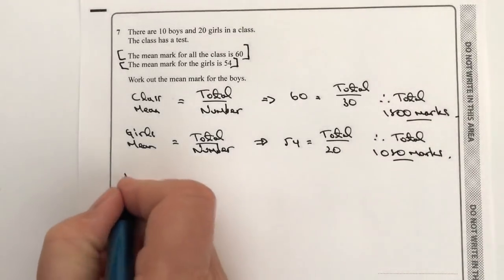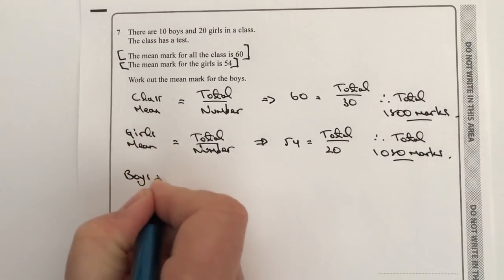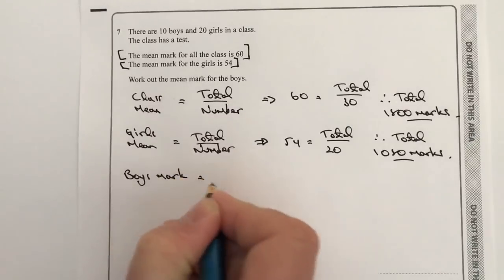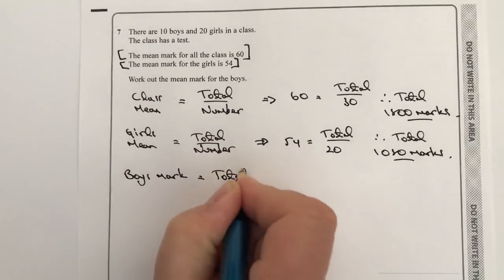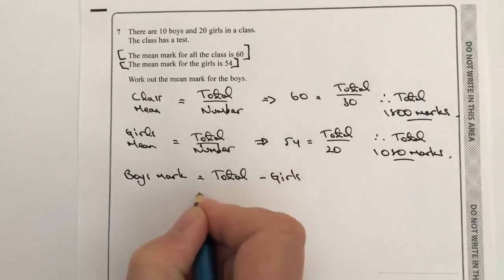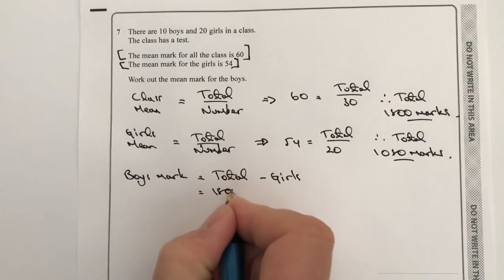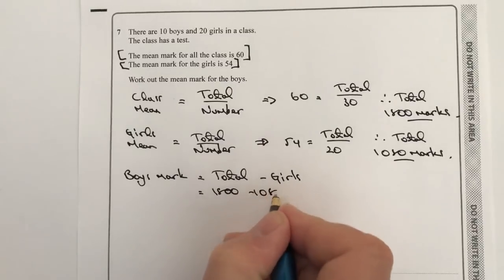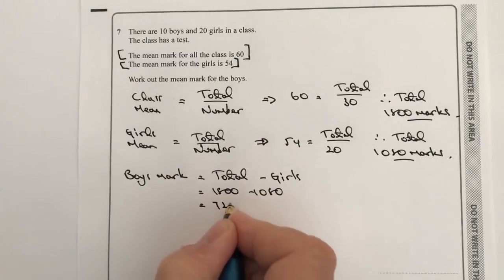So the boys' mark must be equal to the total mark, which we've worked out, minus the girls. So that's going to equal 1800 minus 1080, so that's going to be 720.